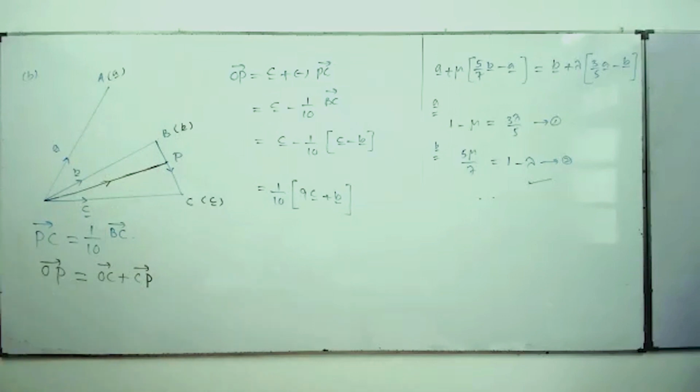Asking to write vector OP in terms of a and b. No, that should be c and b. That should be corrected as c and b. Okay. This is the vector OP: 1 upon 10 of 9c plus b. Next one asking this way.